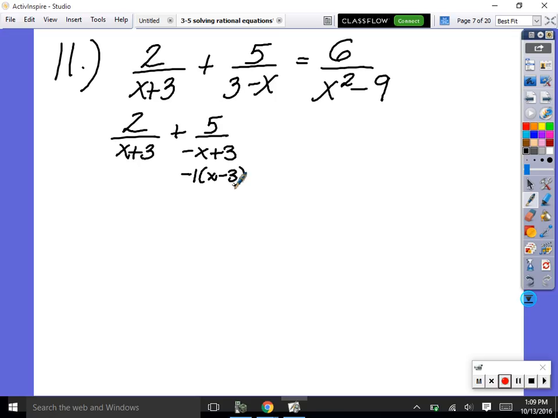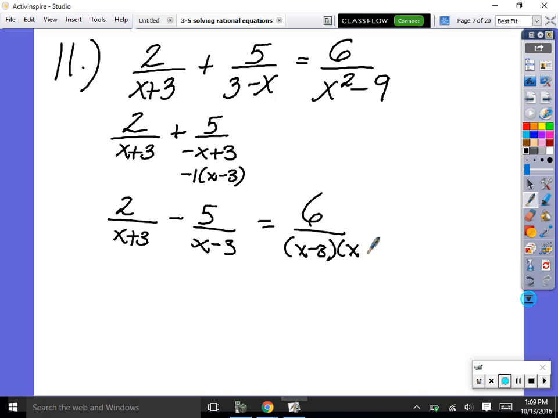But not both. So I'm going to change my mind and say, okay, I'm doing 2 over x plus 3, and then I'm going to bring that negative 1 on top. Negative 1 times 5 is negative 5. And now I'm just dealing with x minus 3. Does that make sense, everybody? And that's equal to 6 over, factor the quadratic, it's the difference of 2 perfect squares. So x minus 3, x plus 3. Conjugates will make the middle term cancel out, right?